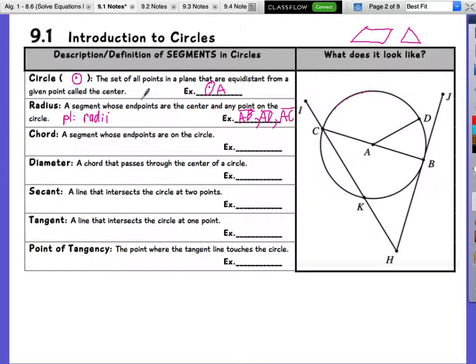Chord. A chord. Not like a musical chord. A segment whose endpoints are on the circle. A segment whose endpoints are on the circle. Okay. Somebody give me an example. Okay. I heard it. Segment CB would be an example of a chord here. Segment CB is a segment whose endpoints are both on the circle. There's actually one more chord here. Evan? Casey. KC. There's another one.